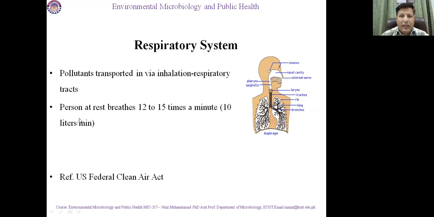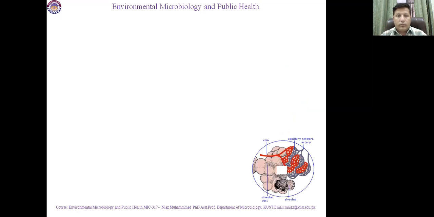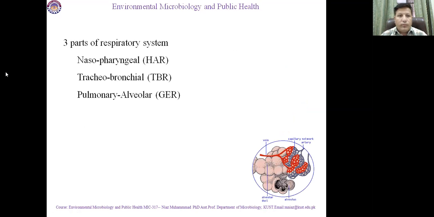If air is healthy, there will be no negative impact and people will lead a healthy life. If air is polluted, and contains toxic gases, toxic materials and toxic pollutants, that will lead to negative impacts. Similarly, there are three parts of the respiratory system: nasopharyngeal, tracheobronchial, and pulmonary alveoli region.